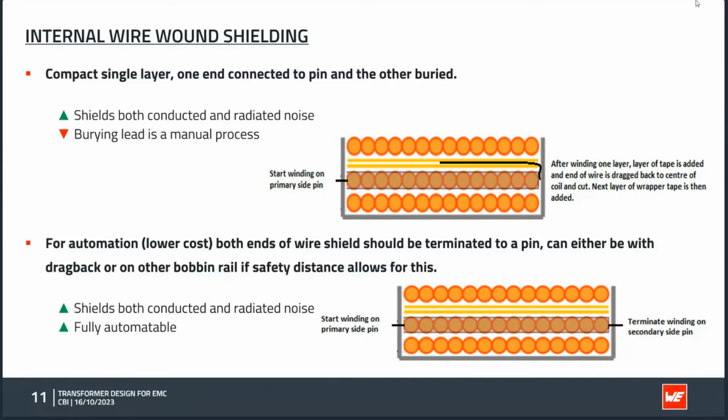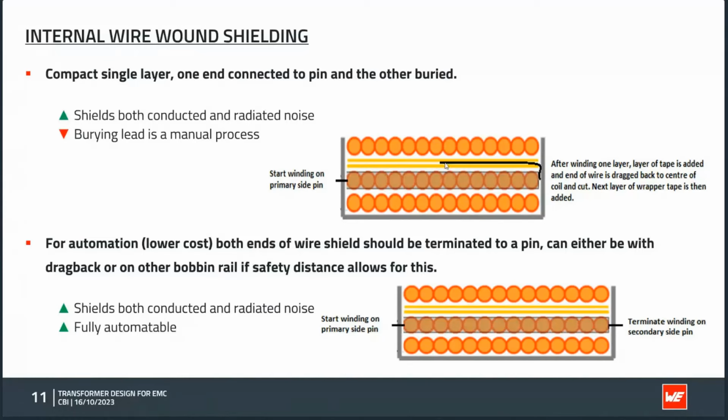So here shown in the schematic, you see a primary on the bottom, then one layer of shield winding, and then a secondary on top. And we have 2 ways of manufacturing it. Here, this one, we start the shield winding on a regular pin of the transformer. Then we wind it with our automatic machine. And then we cut the wire tail, and we can bury the wire tail between 2 layers of tape inside the winding window. This basically gives the best performance for a wire wound shield.